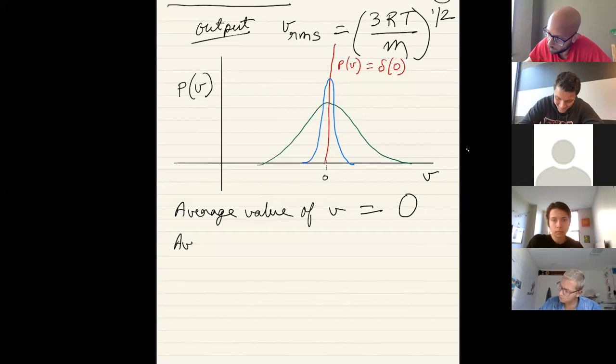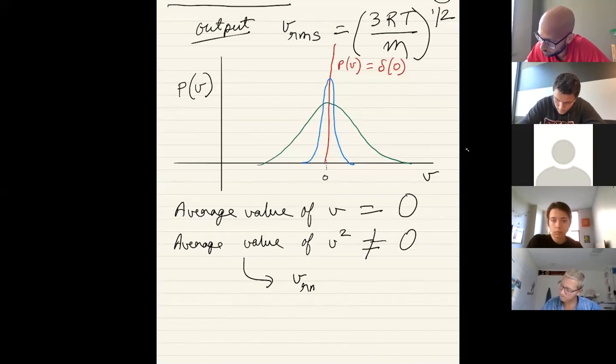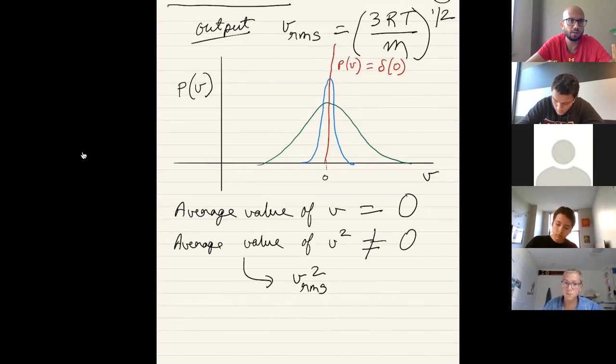But how about the average value of v squared? That's not going to be 0, right? The average value of v squared is not going to be 0. And the average value of v squared is what we call the root mean squared velocity. And that's what we are trying to calculate. And we will show that this root mean squared velocity is closely related to the temperature of the system. It's closely related to the pressure of the system. And in fact, this is the expression that we are going to derive today. It's quite nice.